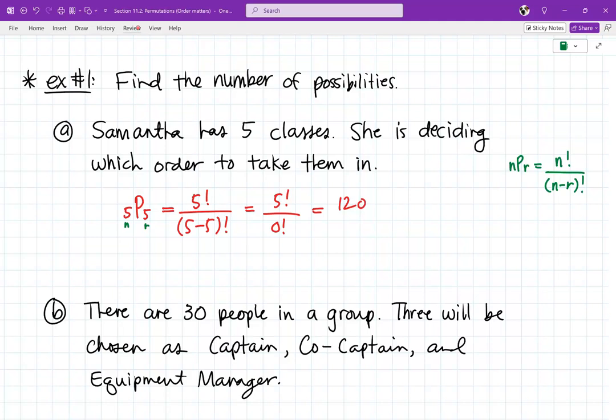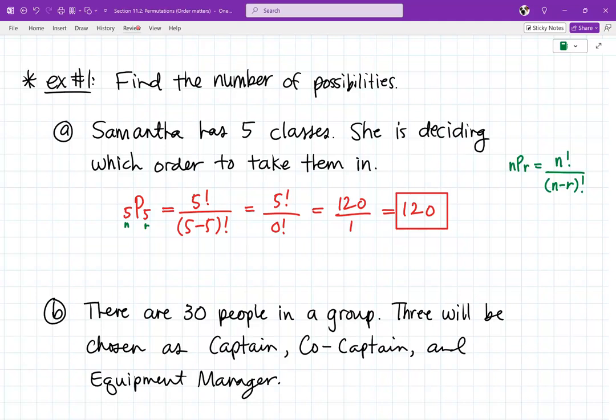So this comes out to 120 over 1. That means there's 120 possibilities for you to organize 5 classes in a day. There's 120 ways. Okay? Now, if you don't want to do all that work, you could just do the shortcut.